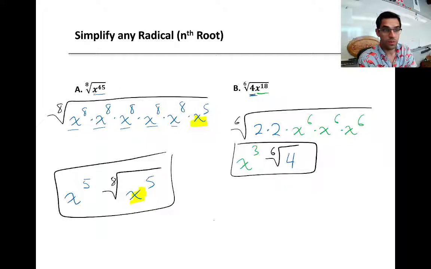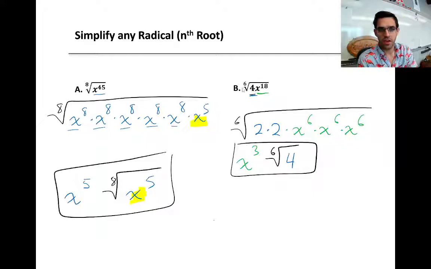So in example A, we have 45 x's inside the radical, and it's an 8th root radical. So we're looking for groups of 8. Well, I know that 8 times 5 is 40, so we've got 8, 16, 24, 32, 40. We have 40 x's, and we have 5 x's left over. So each group of 8 x's will be 1 x outside of the radical, so x to the power of 5. And the remaining x's will stay inside the radical. So x to the power of 5 times the 8th root of x to the power of 5 is our fully simplified expression.